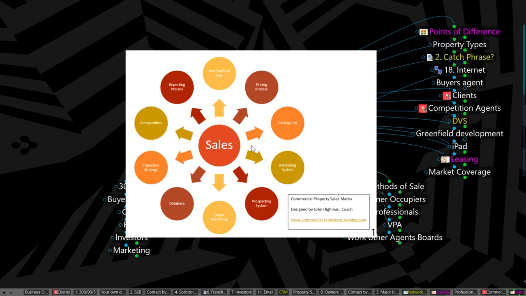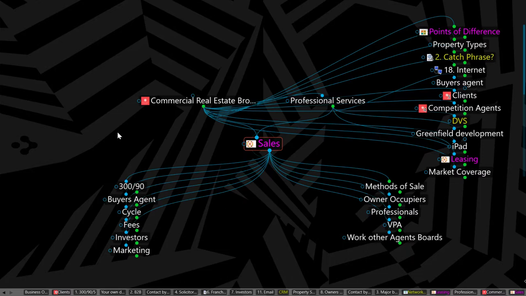And the last point before we get to the top of the matrix is the reporting process. How are you going to report to the client, deliberately so, through the campaign? So that chart is very deep, very meaningful, very useful. And you have to develop systems within that if you are a top sales agent in your location, and you want to be, of course. So that particular chart was worth thinking about, and I've mentioned it here now.